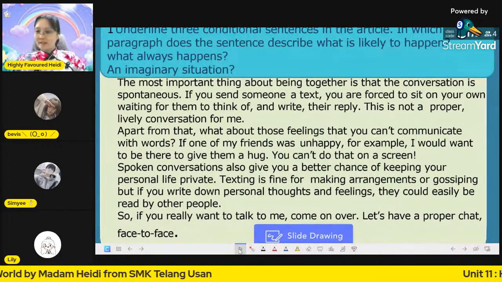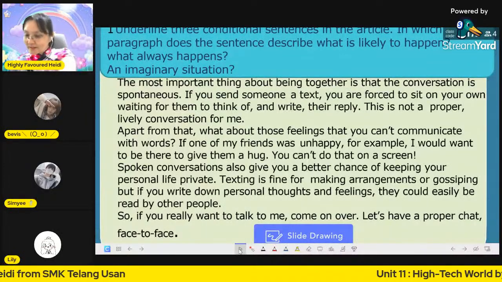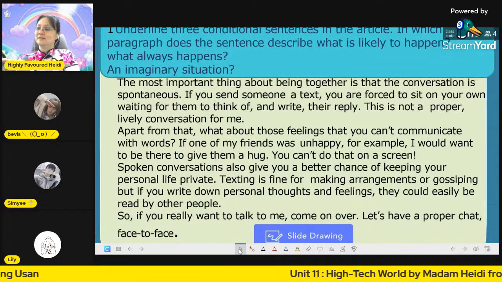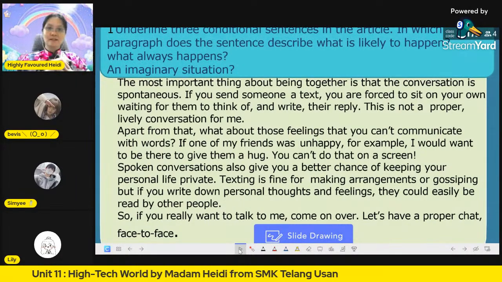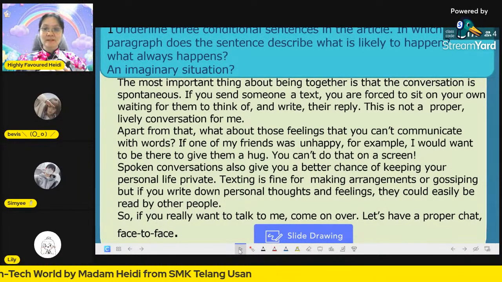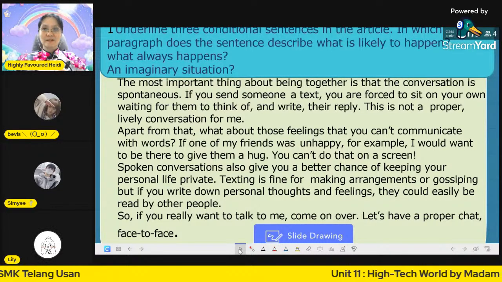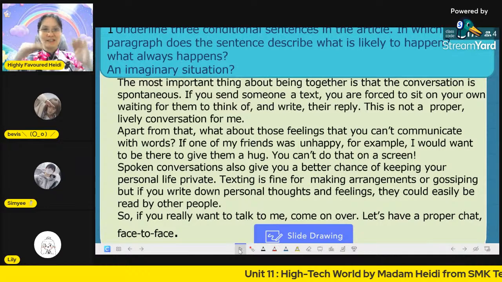Okay, underline three conditional sentences in the article. In which paragraph does the sentence describe what is likely to happen, what always happens, or an imaginary situation? Okay, so now it's a little bit higher standard.